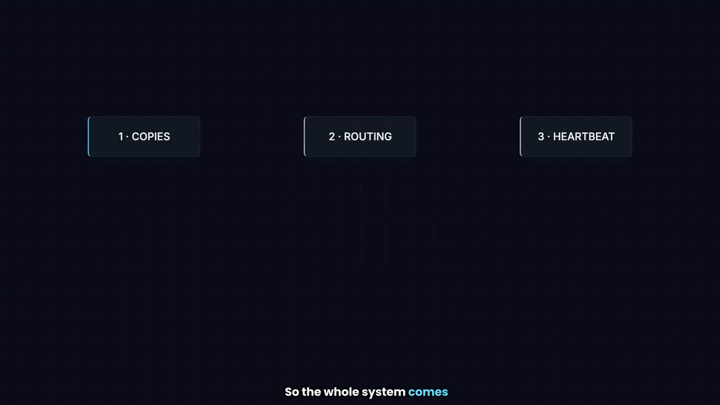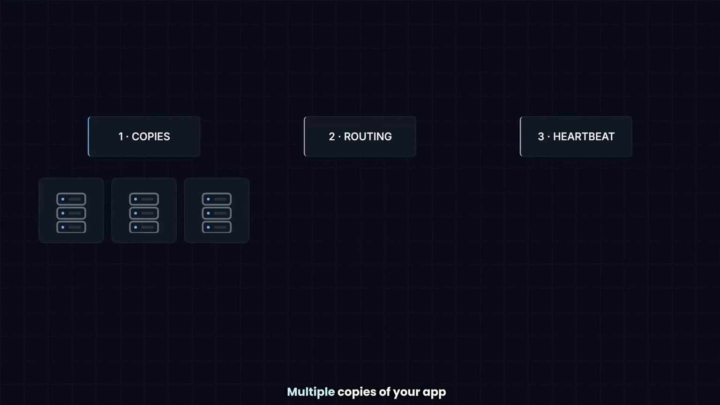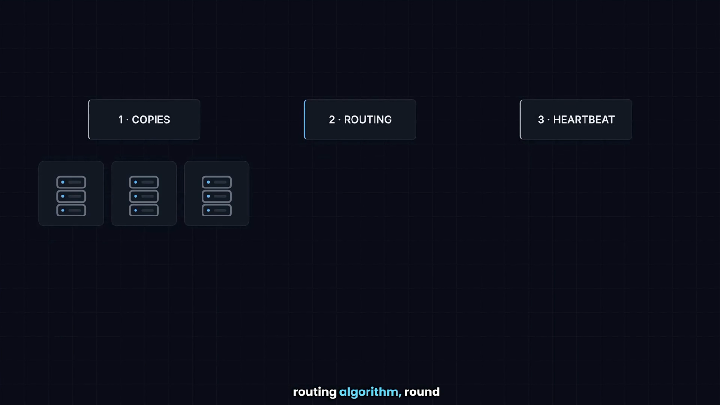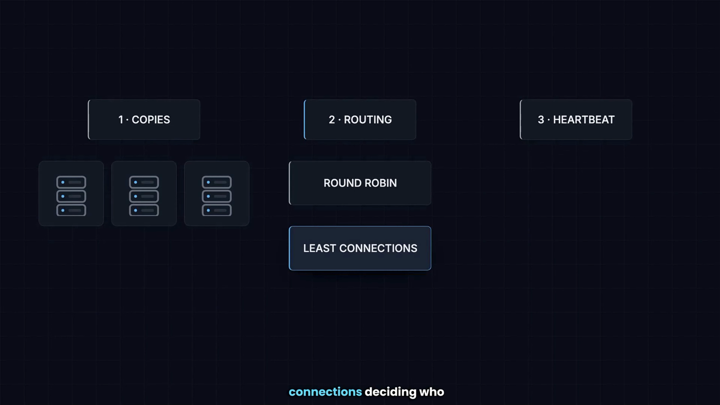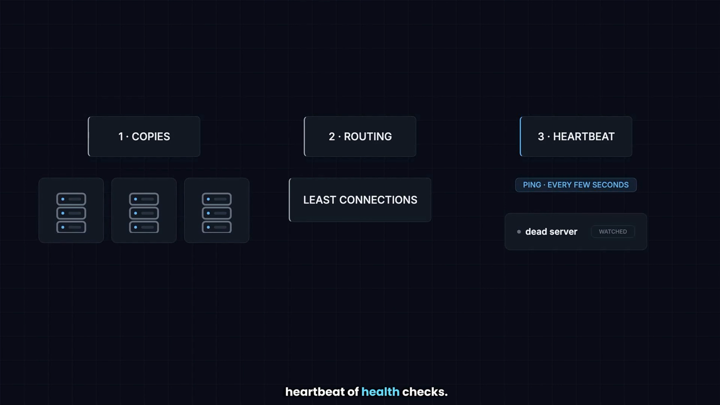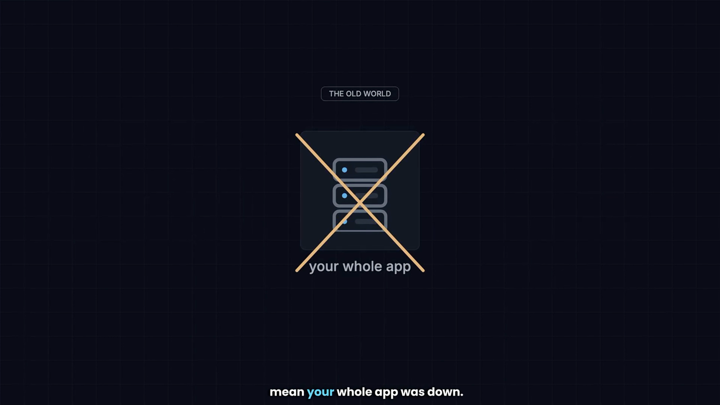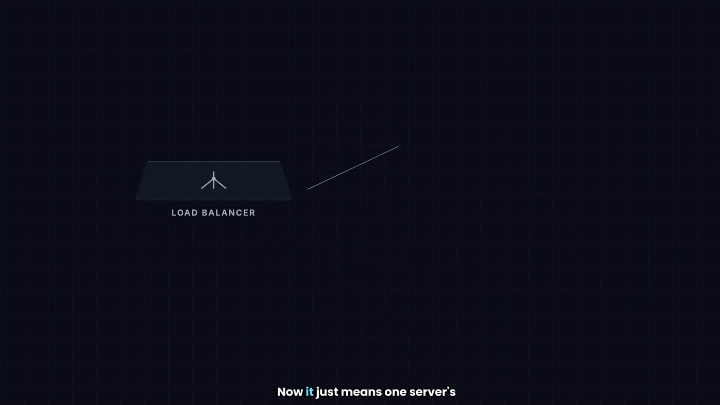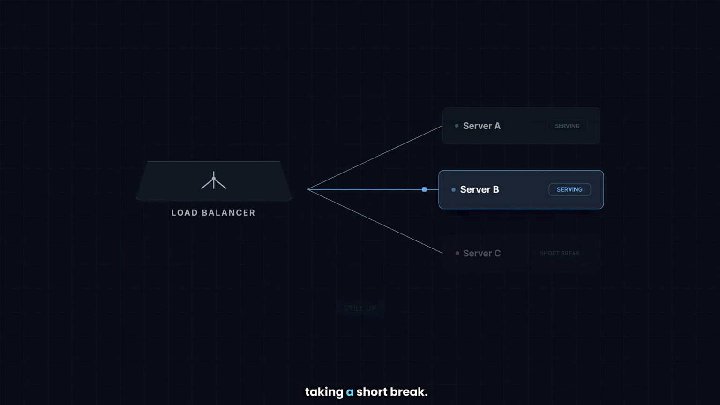So the whole system comes down to 3 things: multiple copies of your app doing the actual work, a routing algorithm, round robin or least connections, deciding who gets each request, and a constant background heartbeat of health checks ready to pull a dead server out before any user notices it's gone. One server crashing used to mean your whole app was down. Now it just means one server's taking a short break.